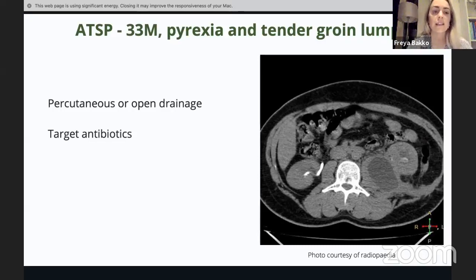So psoas abscesses are emergencies. They can cause quite unwell patients, and they require drainage. So this is either percutaneous or open drainage. They'll also be treated with quite intense antibiotics. You want to target these antibiotics to the cultures that come back, and you also want to culture the abscess fluid.